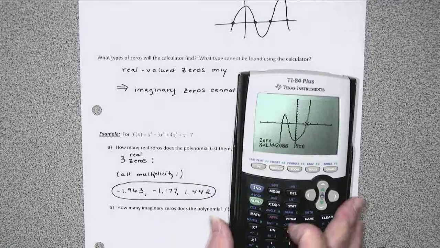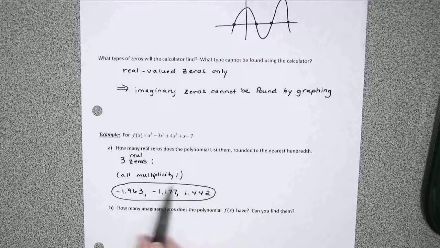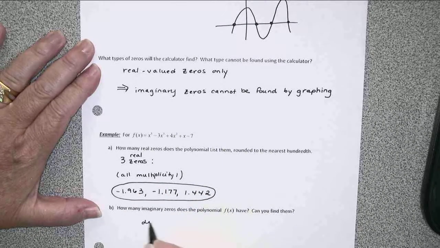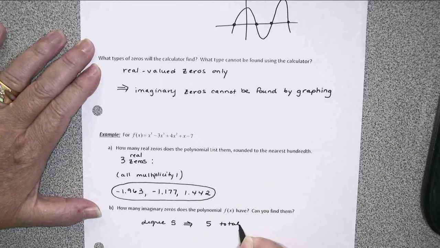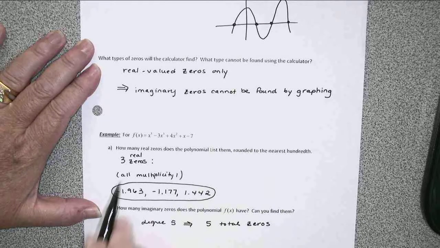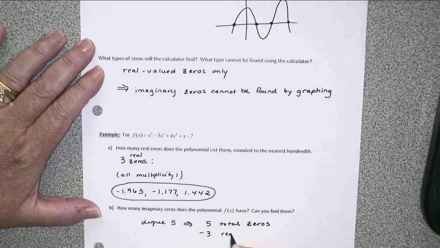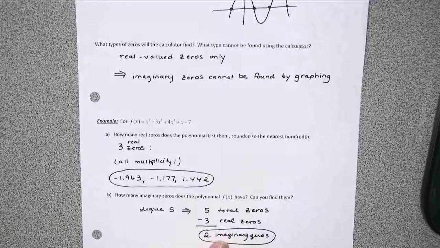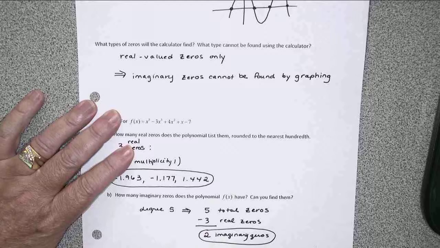If indeed we're right, and they all do have multiplicity 1, how many imaginary zeros must my polynomial have? Well, we know it's a degree 5. So there should be 5 total zeros. We found 3 real zeros, meaning it would make sense that there are 2 imaginary zeros. I'm comfortable with the fact that that's an even number of imaginary zeros. They have to occur in conjugate pairs, of course, so good thing we came up with an even number.